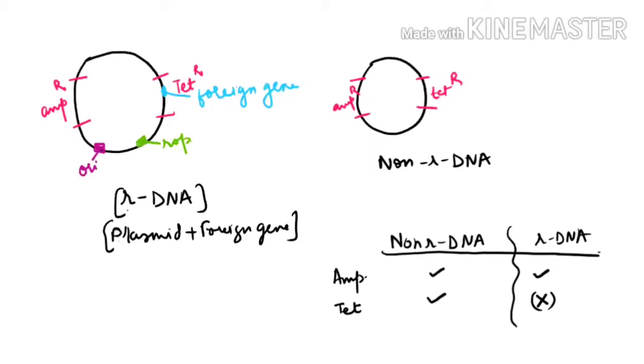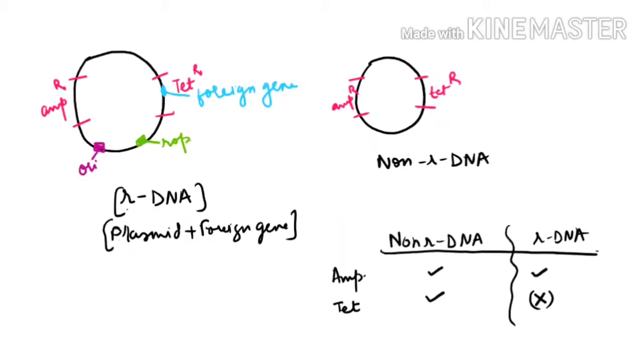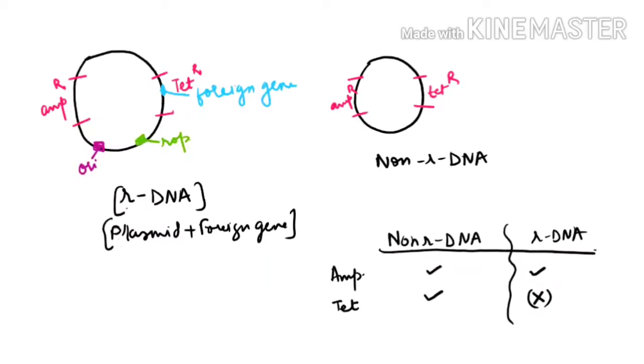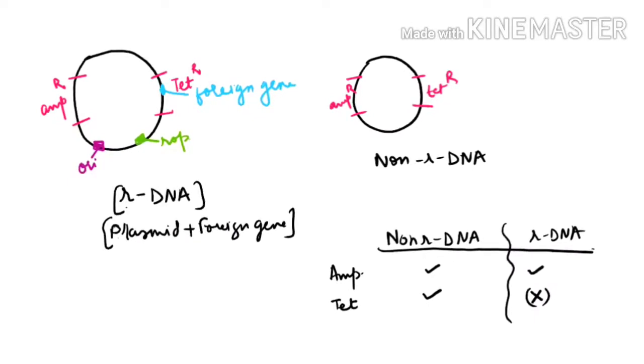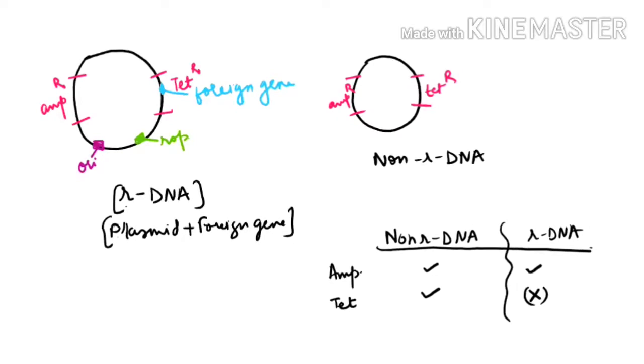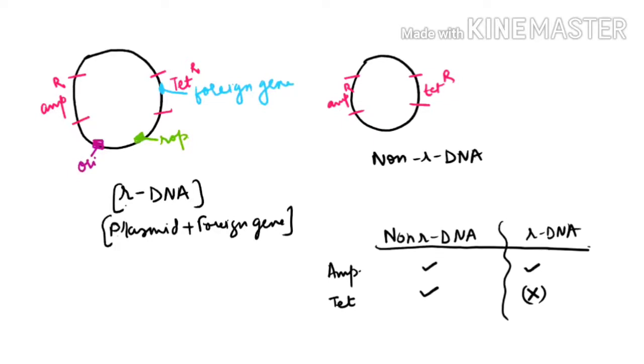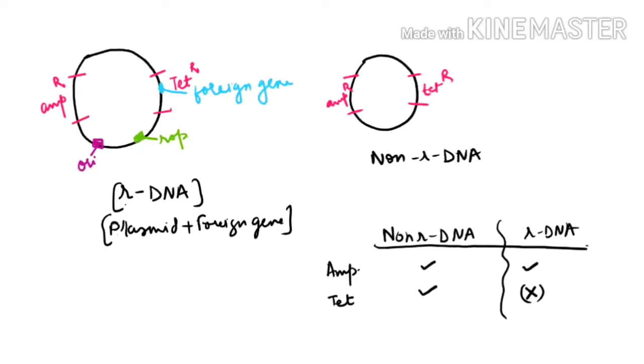So these are the features which we are looking for in our vector. The vector should have ori site, they should have marker, and they should have cloning site. In the next video, we'll be studying the vectors which we are using for the plants and for the animals, like your Agrobacterium tumefaciens and your retrovirus, and how insertion inactivation is helping us in selecting the recombinant DNA. That procedure we'll be studying in the next video.